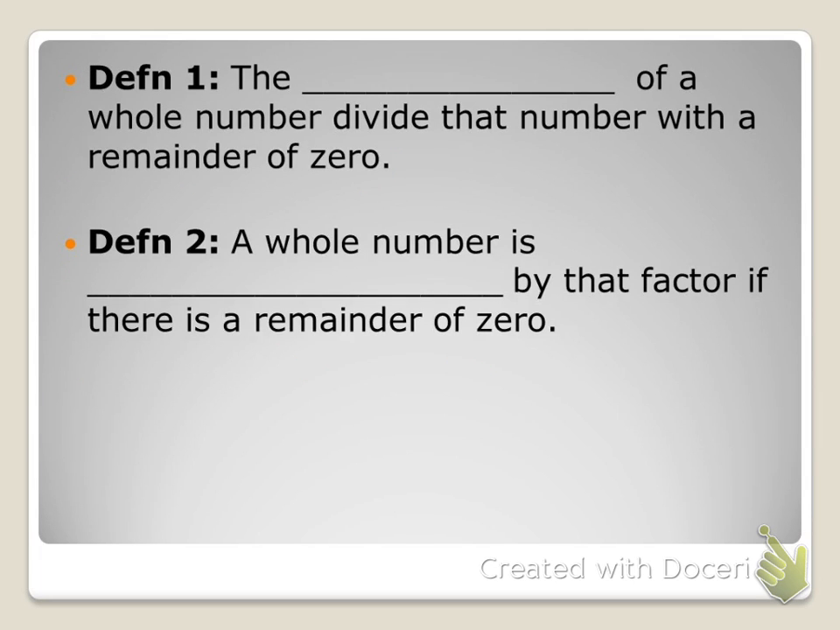Alright, so we've got a couple definitions. The factors of a whole number divide that number with a remainder of 0. If it evenly divides a number, it's called a factor. A whole number is divisible by that factor if there is a remainder of 0.